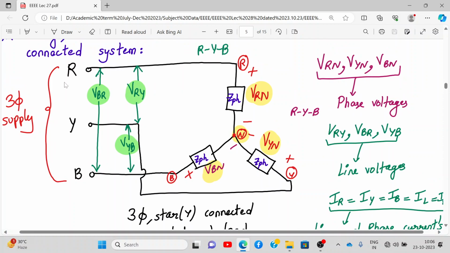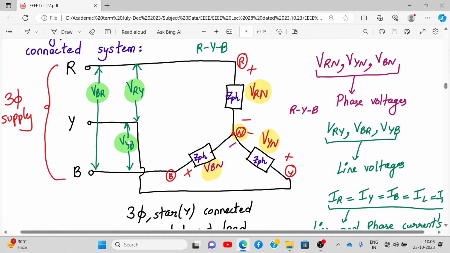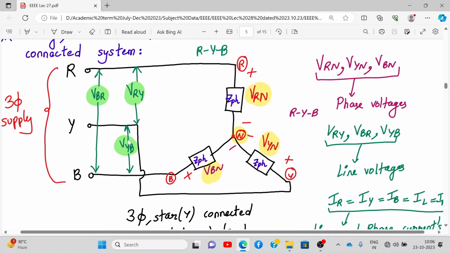So this is my three-phase supply. I showed you last time, it is connected via three coils. R, Y, and B are the three phases. Then this network is a three-phase star-connected balanced load. Now, what do you mean by a balanced load? Balanced load means the Z phase in all three are equal in magnitude. Okay, they have the same magnitude.